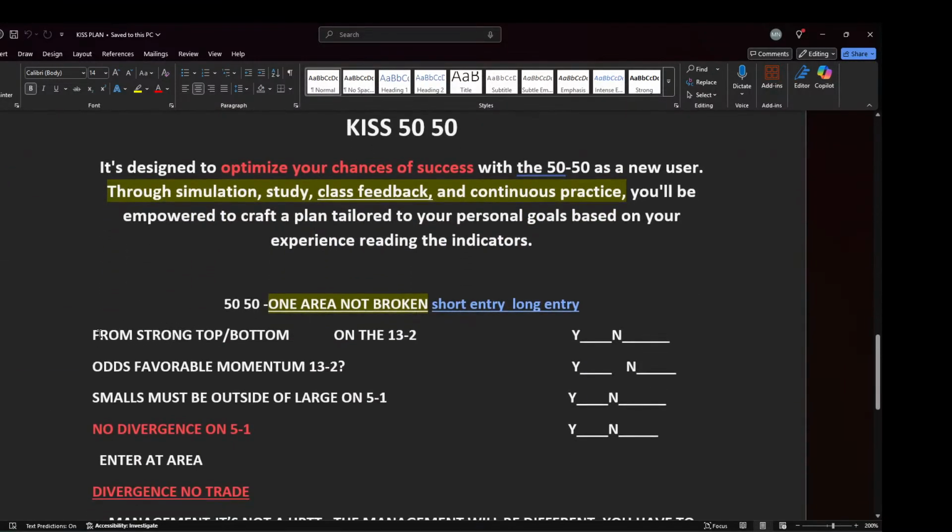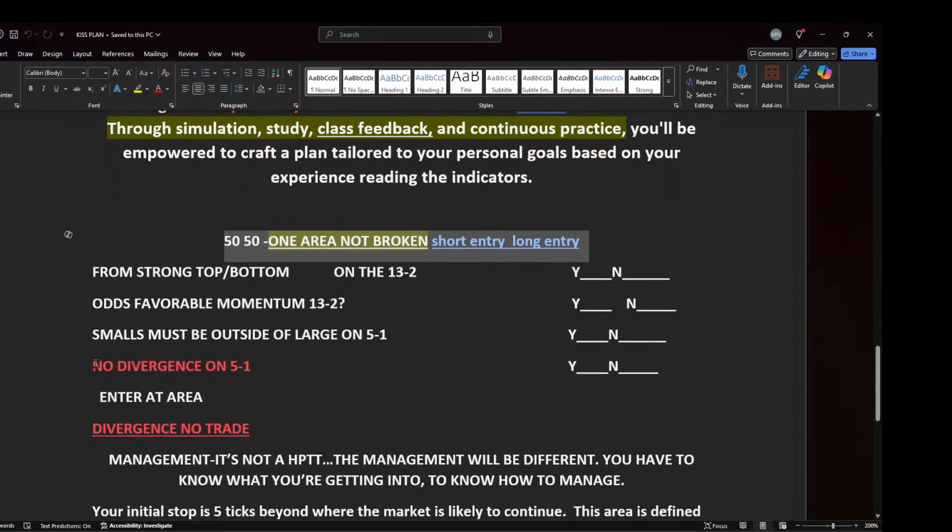And I'm going to tell you, if you can't identify a strong top or bottom, you're going to struggle with the trade. If you can't identify odds favorable momentum, you're going to struggle with the trade. If you don't know that it takes momentum to define a 50-50, you're going to struggle with the trade. And if you can't identify divergence, you're going to struggle with the trade. So let those lessons from the high probability trend trade take you where you need to be.